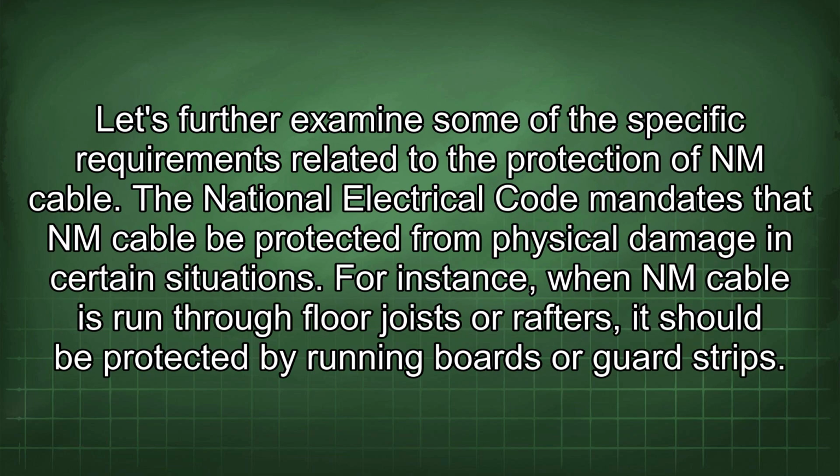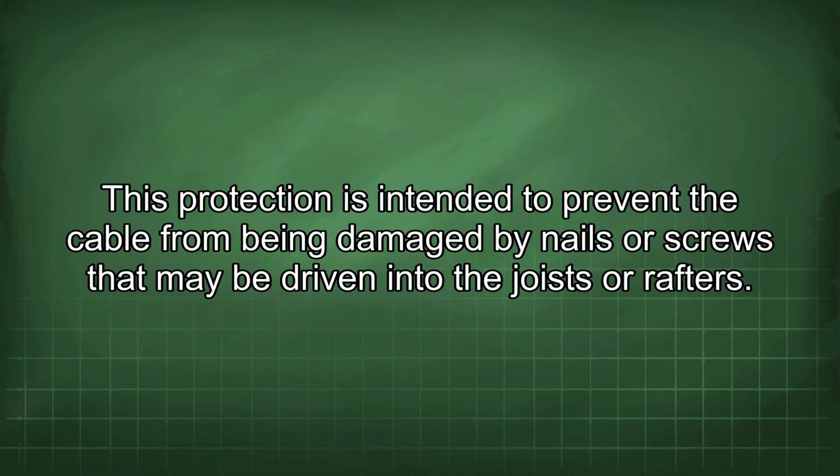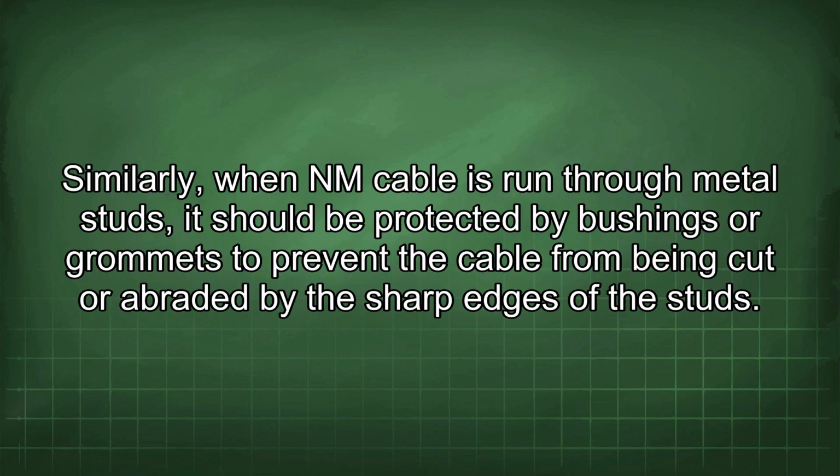Let's further examine some of the specific requirements related to the protection of NM cable. The National Electrical Code mandates that NM cable be protected from physical damage in certain situations. For instance, when NM cable is run through floor joists or rafters, it should be protected by running boards or guard strips. This protection is intended to prevent the cable from being damaged by nails or screws that may be driven into the joists or rafters. Similarly, when NM cable is run through metal studs, it should be protected by bushings or grommets to prevent the cable from being cut or abraded by the sharp edges of the studs.